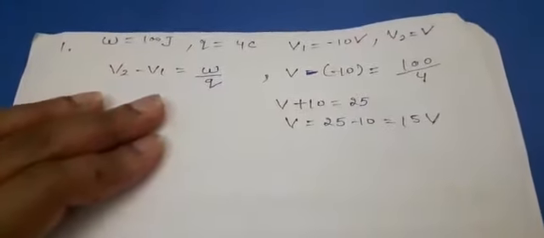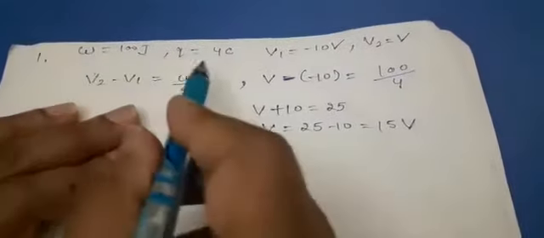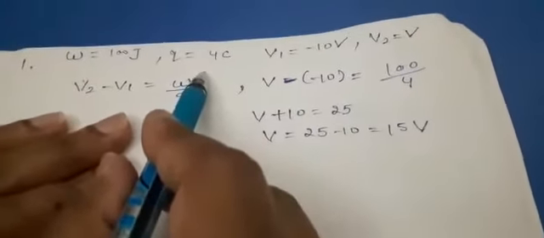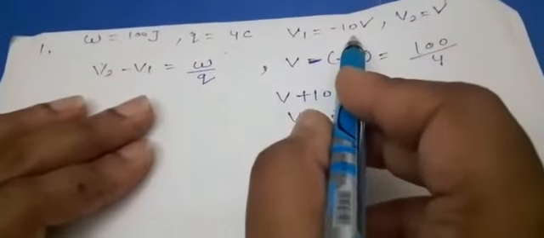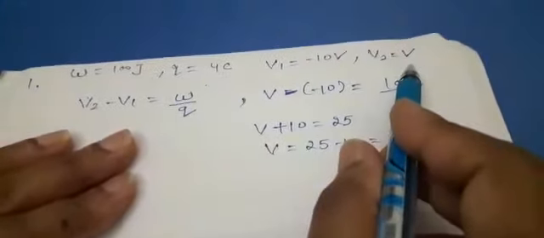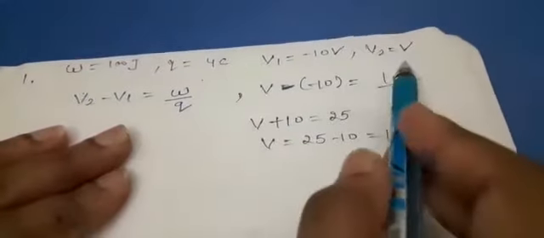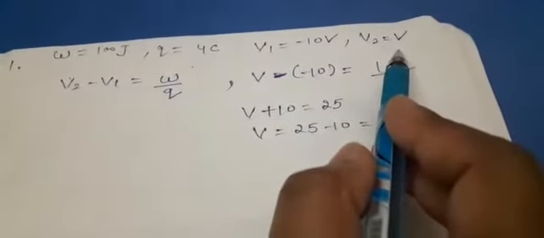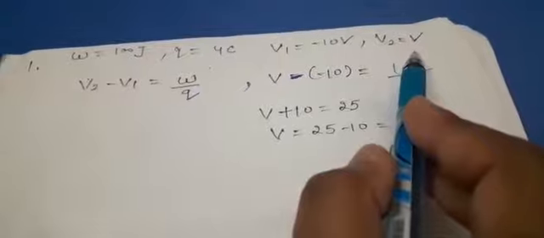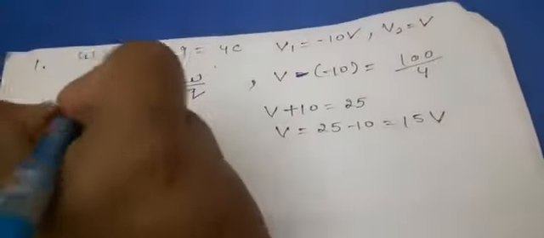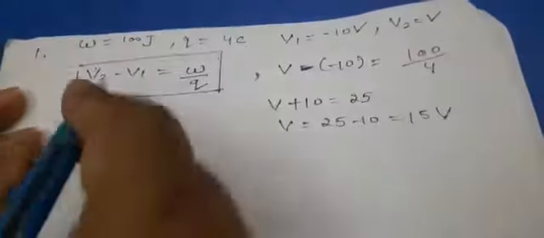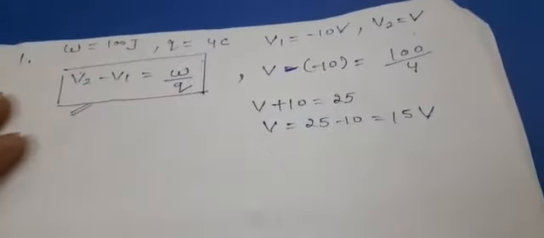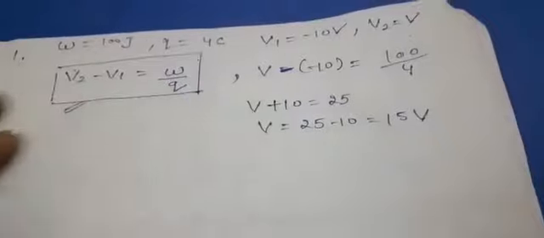So if 100 joule of work has to be done in moving a charge of 4 coulomb from a place where potential is minus 10 volt to another place where potential is V, find the value of this V. So the basic concept that you have to apply is the potential difference. That means V2 minus V1 will be equal to work done per unit charge. This is the key point. If this formula is clear, then you can easily solve it.